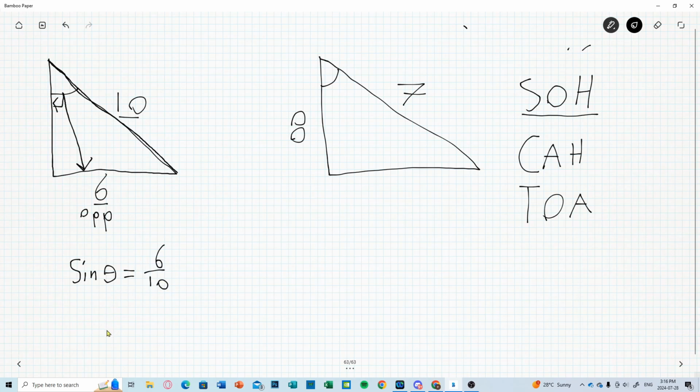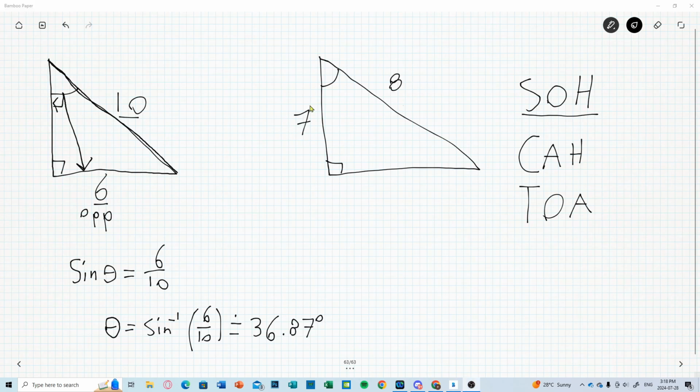Now, to find the angle, it's the same step. We put theta is equal to the inverse sine of 6 over 10. Now, you just plug that into a calculator to get your final answer, which for this case is going to be approximately 36.87 degrees. Alright, and we have the second example which is going to be the same steps.